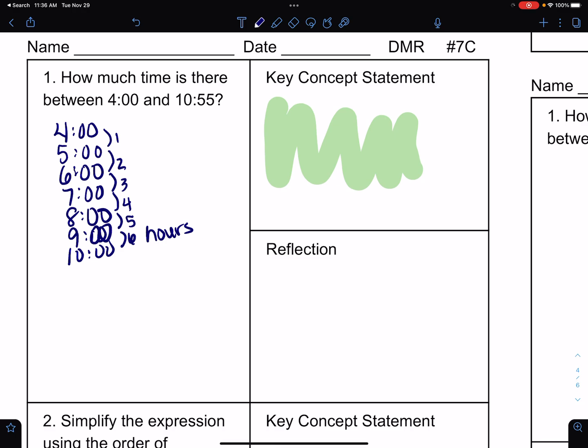But then we have to go to 10:55. So this needs an additional 55 minutes. So our final answer is 6 hours, 55 minutes.